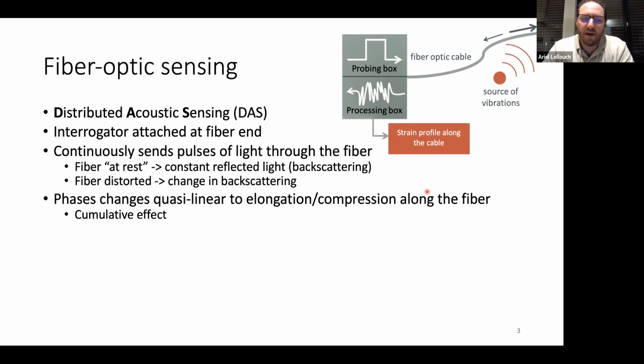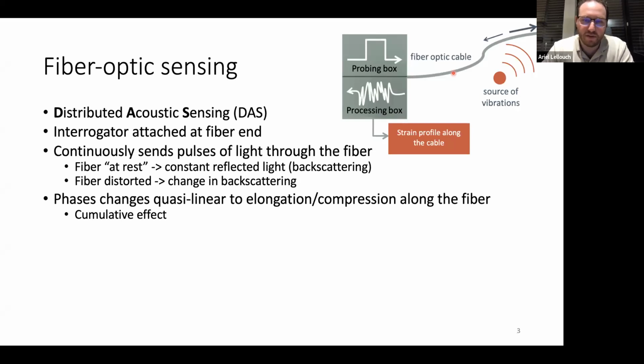So I suppose this is redundant for at least some of you, but just really the basic principles of DAS, or fiber optic sensing. The idea is we have an optical cable, and we've got our box attached to one of its ends. And this box continuously sends pulses of light in the form of laser through the fiber. Now, the idea is that when the fiber is at rest, you're going to see a constant pattern of backscattered or reflected light.